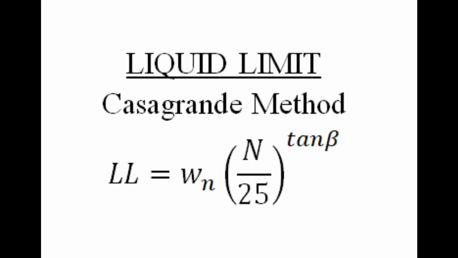To solve for the liquid limit using the Casagrande method, liquid limit is equal to W sub n multiplied by n over 25 raised to tan beta, wherein n is equal to the number of blows, W sub n is equal to the moisture content, and tan beta is equal to 0.121.